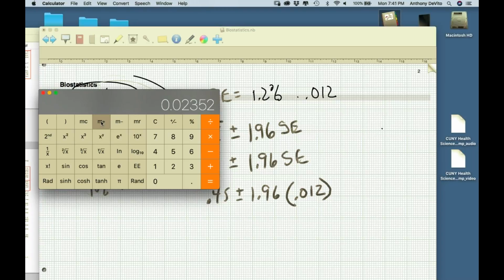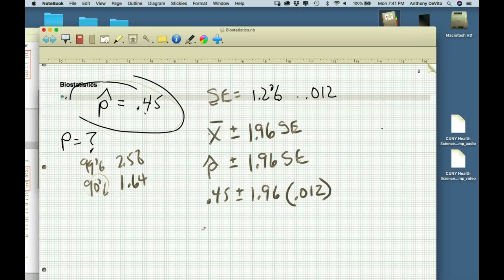I'm going to put that into memory, and I'm going to clear that out. I'm going to take 0.45 and subtract that value, 1.96 times 0.012. I'm going to subtract that from 0.45 and it gives me 0.426. Right? 0.426. Let me go here and write that down.